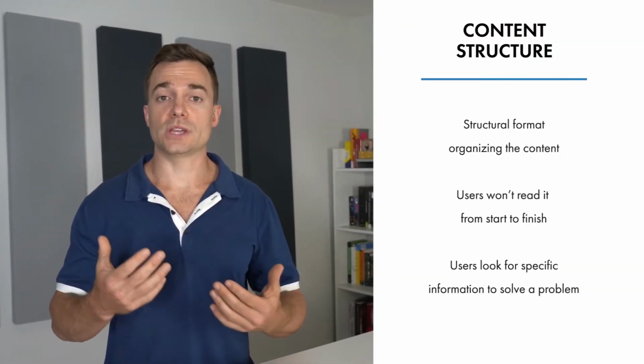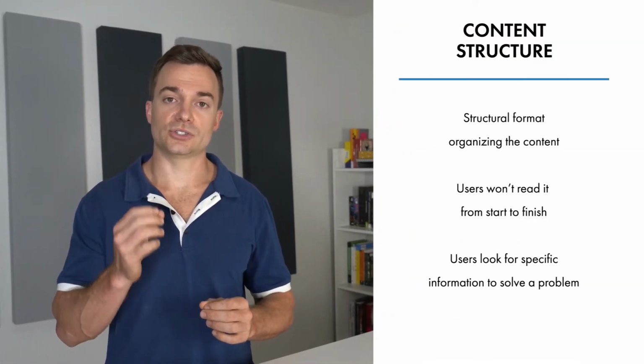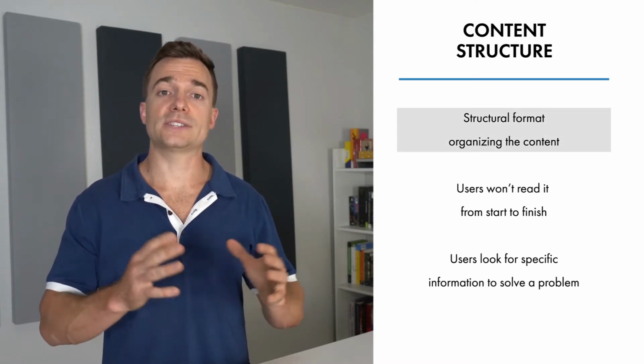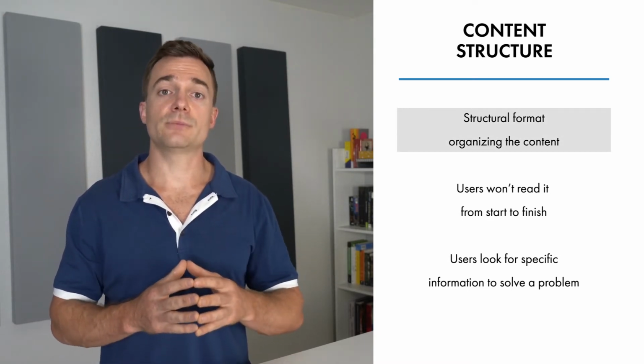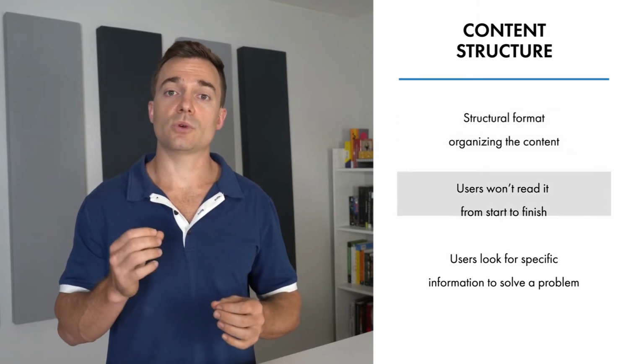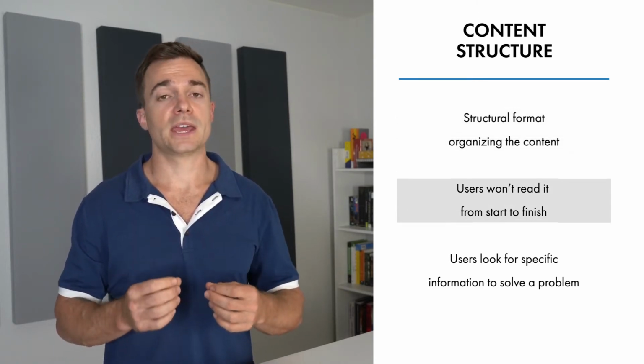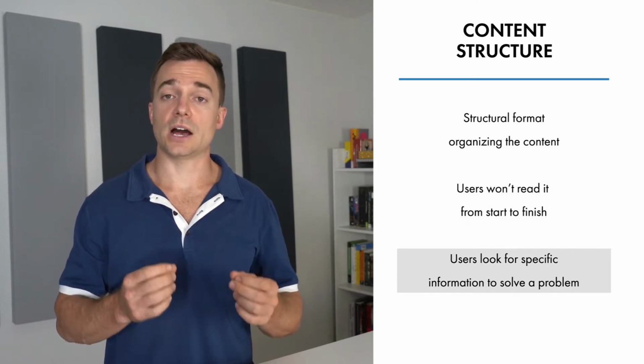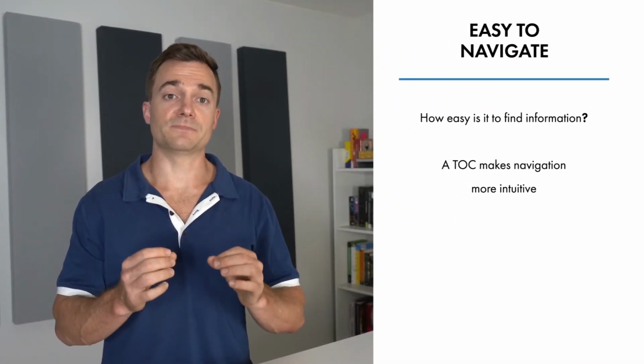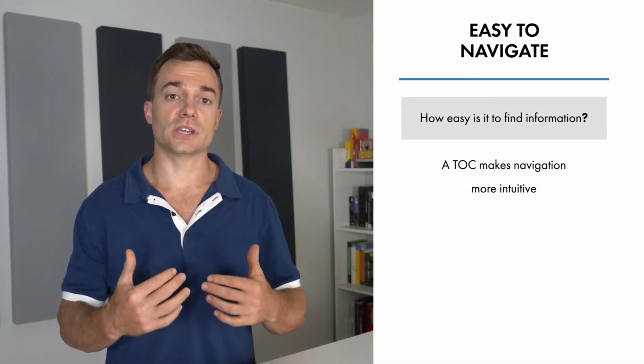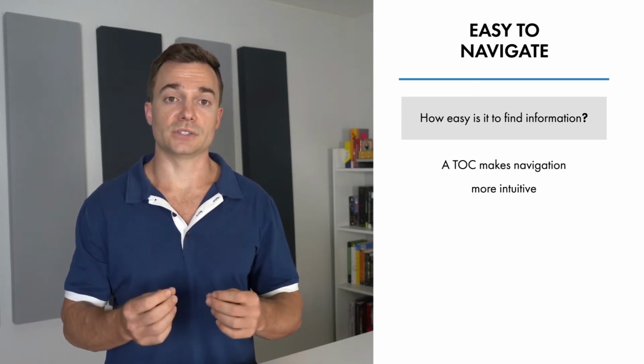Now let's go ahead and move on to the next point, which is what to test in documentation usability. Well, the first area to evaluate documentation usability is the content structure. This is a structural format that organizes the content of your documentation. And the first time users access your documentation, they most likely won't be interested in reading it from start to finish. Instead, they'll be looking for specific information to help them solve the problem. So when you are testing the usability of your documentation, make sure it's divided into sections and it's easy to navigate. Now, when we say that the content must be easy to navigate, we refer to the ease with which users can find the information that they're looking for.